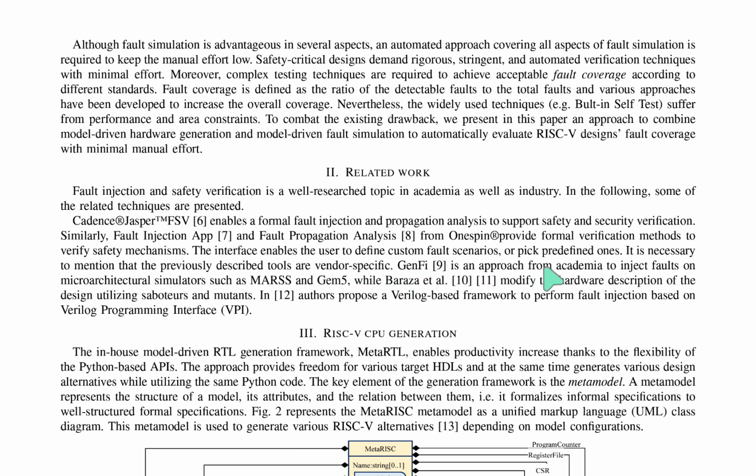Gem5 is an approach from academia to inject faults on microarchitecture simulators such as MARSS and gem5. References 10 and 11 modify the hardware description and the design utilizing a saboteur and a mutant. In reference 12, authors propose a Verilog-based framework to perform fault injection based on the Verilog programming interface, VPI.